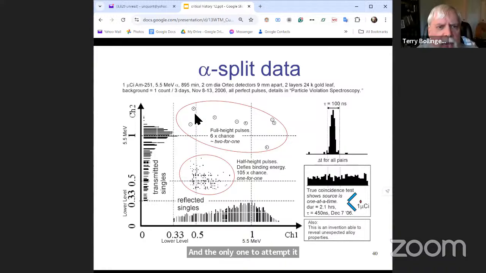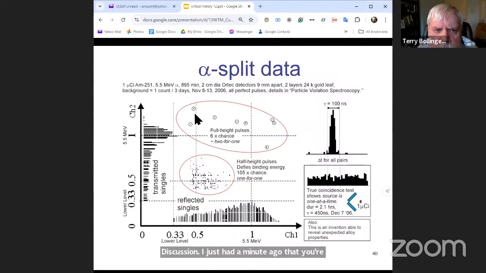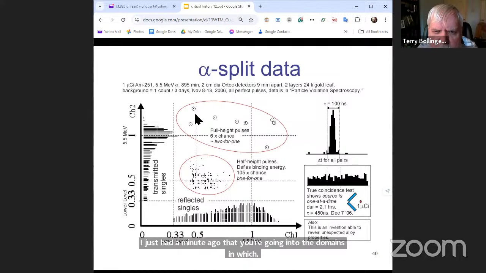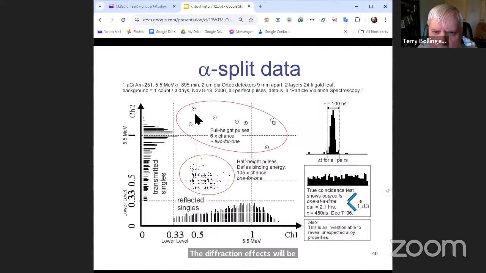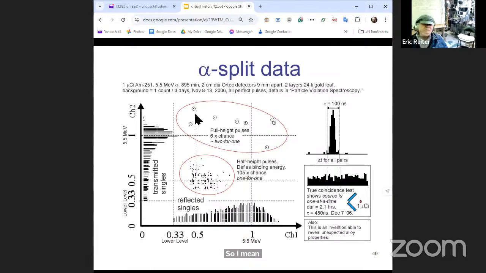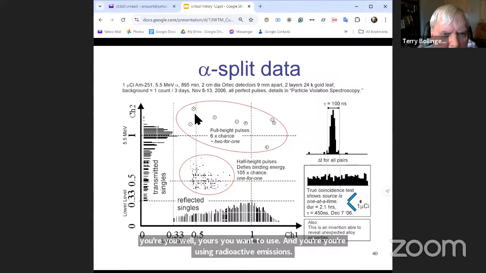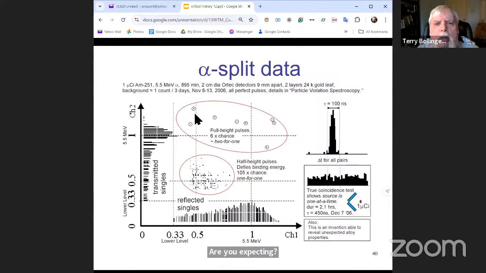And we will get exactly the same discussion I just had a minute ago, that you're going into the domains in which the diffraction effects will be minimal because of the energies involved. So, I mean, this just goes in a circle. Minimum because of the energy involved. If you're using, what are you using? You're using radioactive emissions. Are you expecting diffraction? I'll let you get questions.